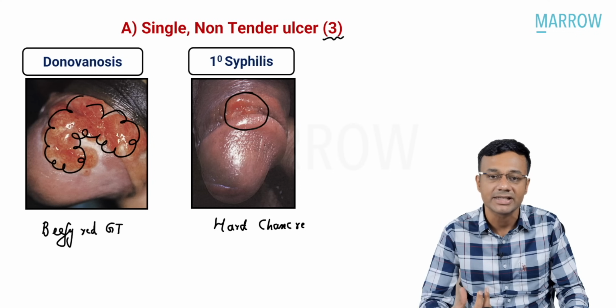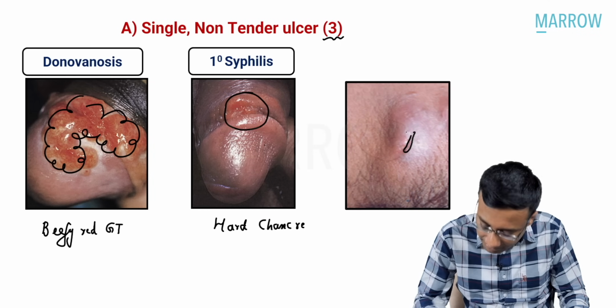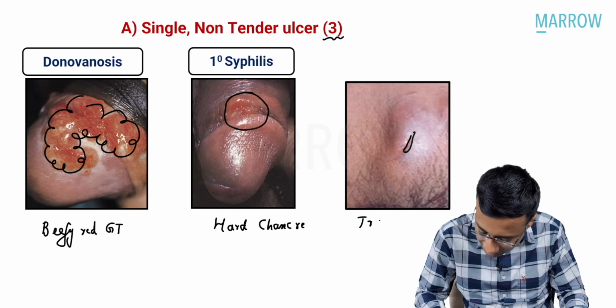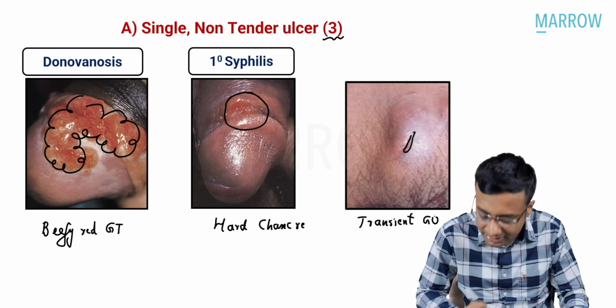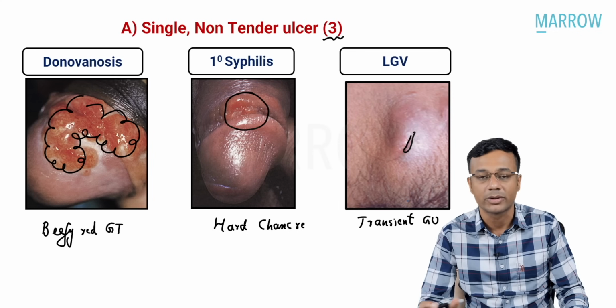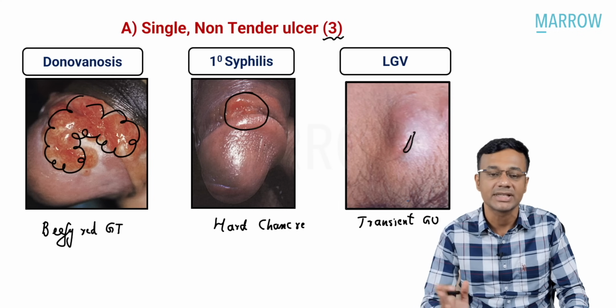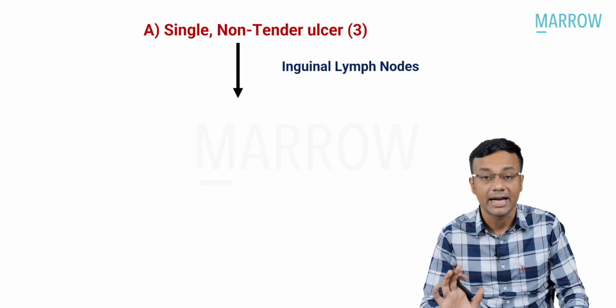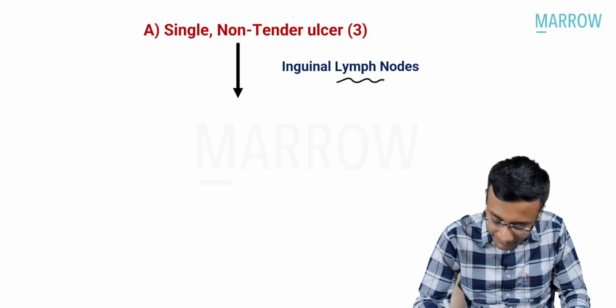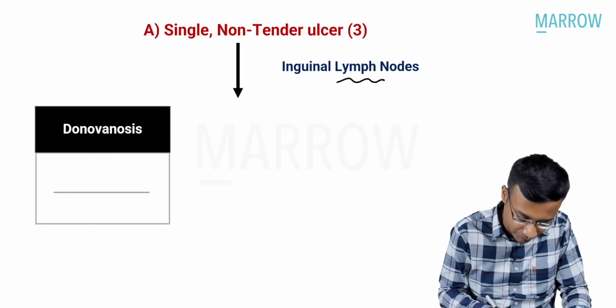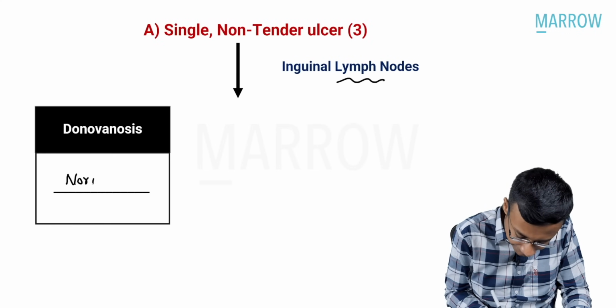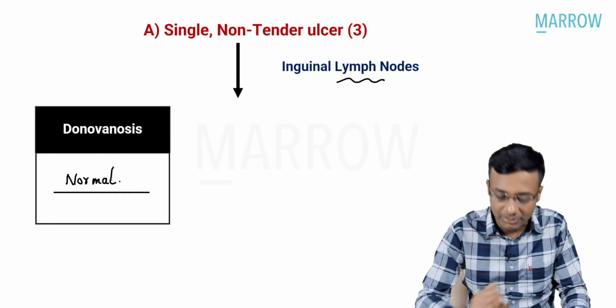Think of primary syphilis. And here we can see our ulcer, but very important here is a transient genital ulcer. This ulcer will be there for some time, then it disappears, then our diagnosis becomes lymphogranuloma venereum. So these are the 3 causes of single non-tender genital ulcers, and to distinguish between them, you examine the inguinal lymph nodes. In context of donovanosis, please remember students that inguinal lymph nodes are normal in this condition.